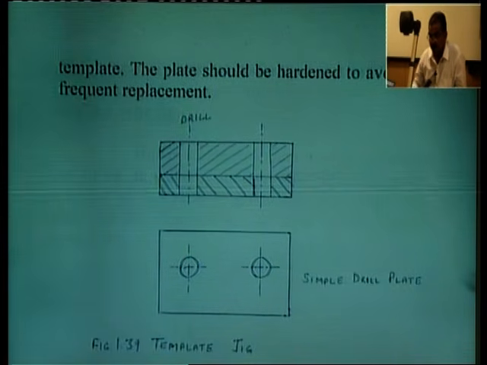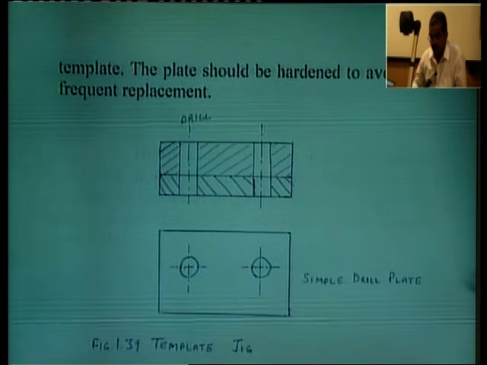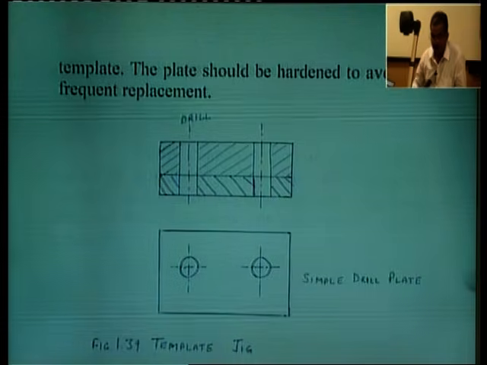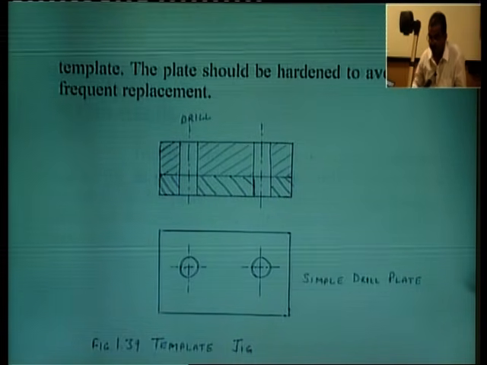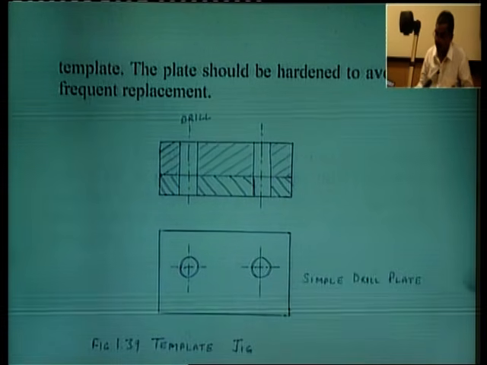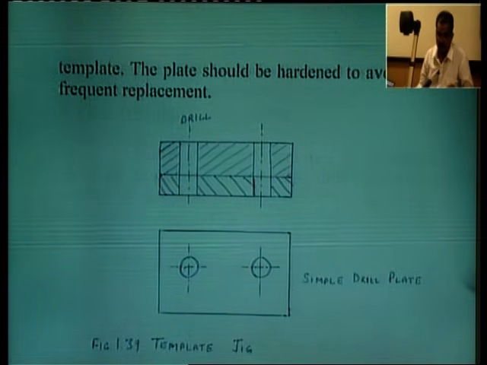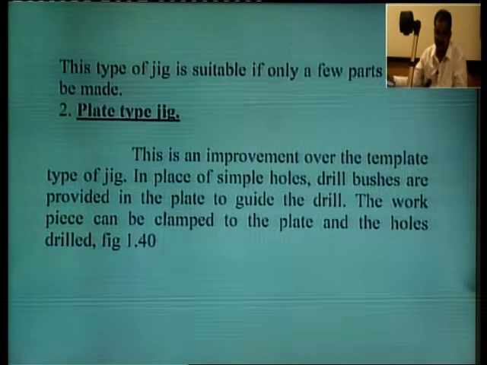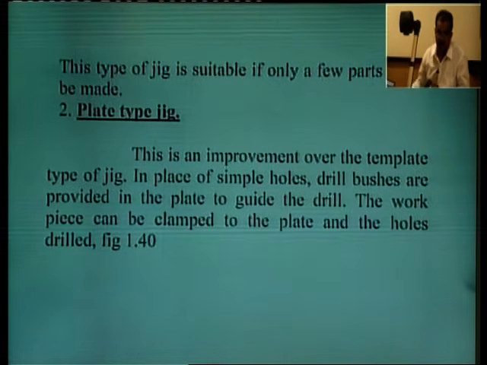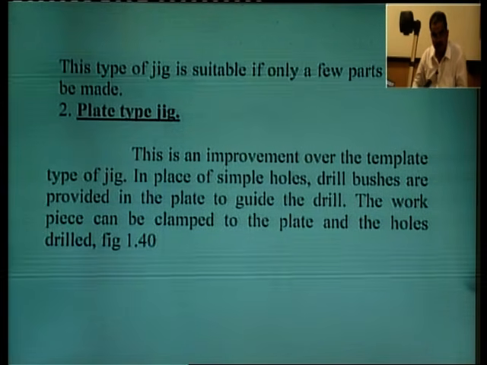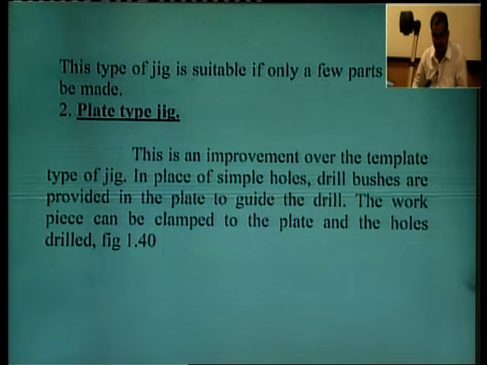This type of template jig is used where only a small number of parts are to be produced, because it cannot be used for a large number of jobs because of its wear and tear. This type of jig is suitable if only a few parts are to be made. Then the second type is the plate type jig.